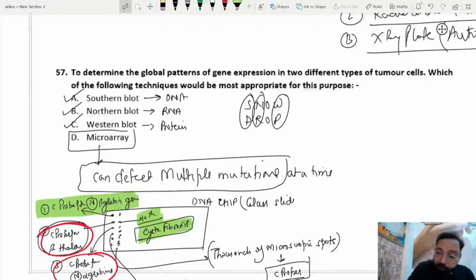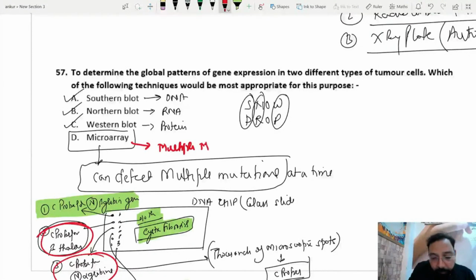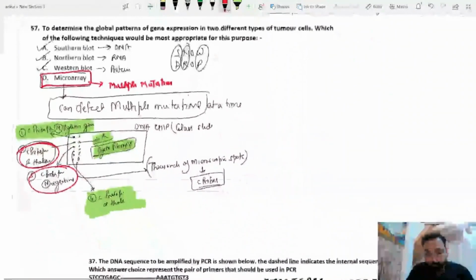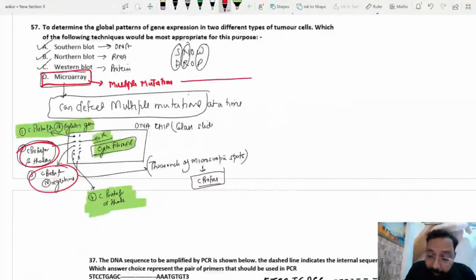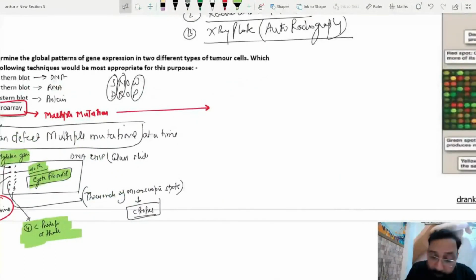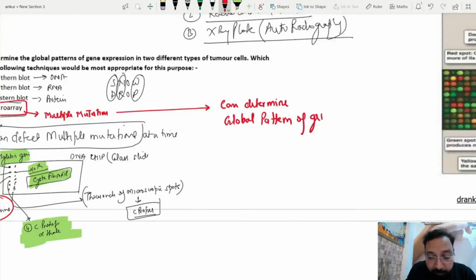So in any question, wherever you find multiple mutations, they can be detected by microarray. Clear? Microarray is not only for DNA. It can determine the global pattern of gene expression.